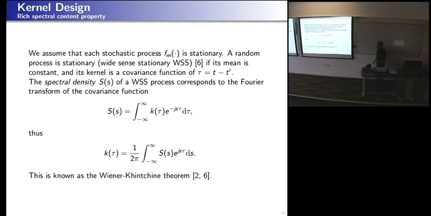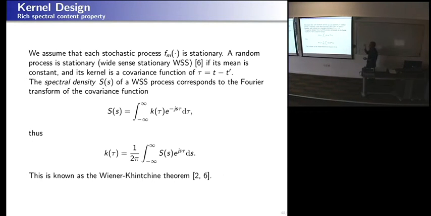The second property we aim to be able to describe is the rich spectral content of these kinds of signals. As I said before, we assume that each of the subprocesses is stationary. A random process is stationary in the wide sense if its mean is constant and if its covariance function only depends on the difference between t and t prime. We will call this difference tau.